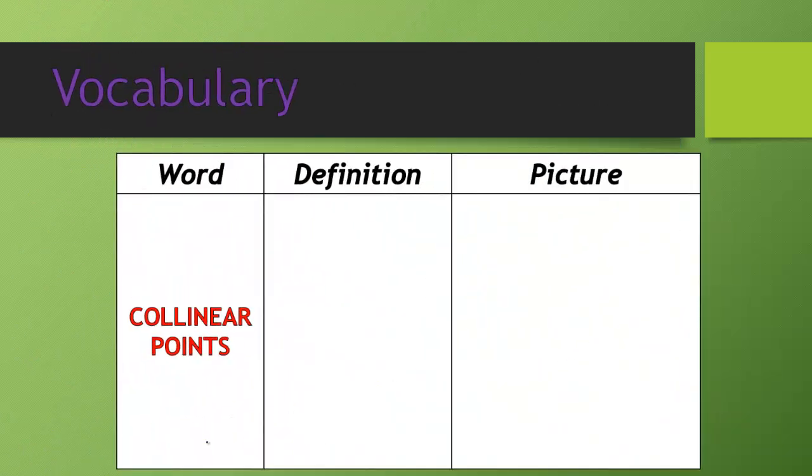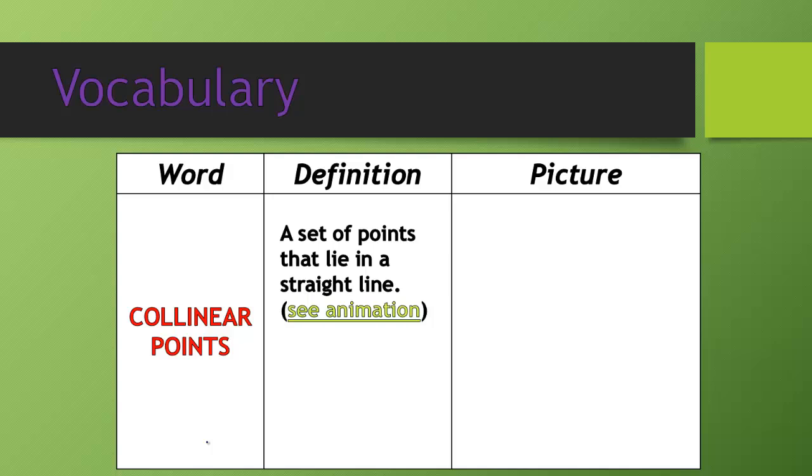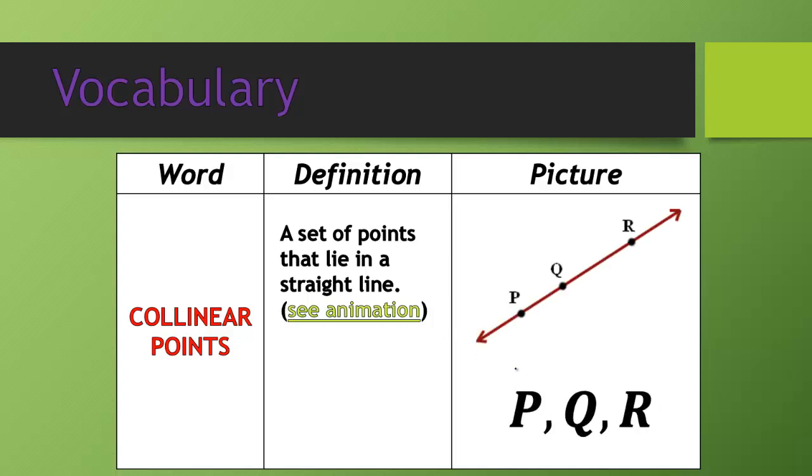Now, collinear points. Collinear points are a set of points that lie in a straight line. So we've got these 3 points P, Q, R, and they are on a line. So we can say that P, Q, and R are collinear. If I added a point down here and I said that this is S, S would not be collinear with any of these. They have to all be on the same line.